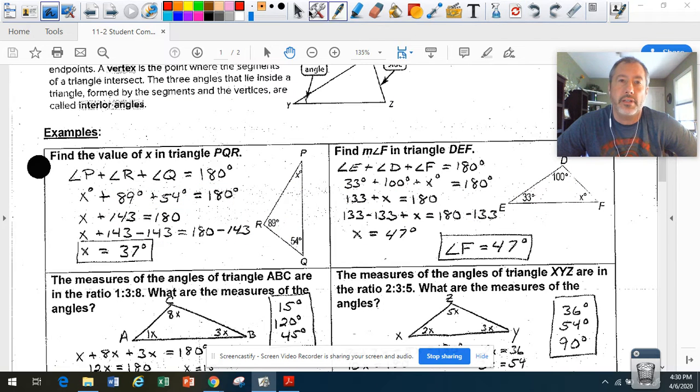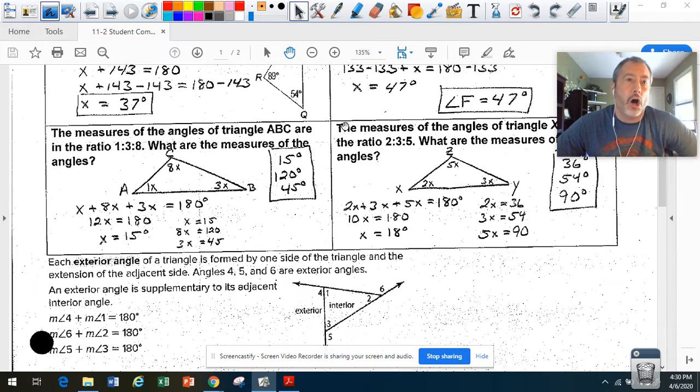Okay, let's continue on to the next two here. Oh, we're going to deal with some ratios. Now, this is very important. Make sure you watch how we do this. The measures of the angles of a triangle ABC are in the ratio 1 to 3 to 8. What are the measures of the angles?